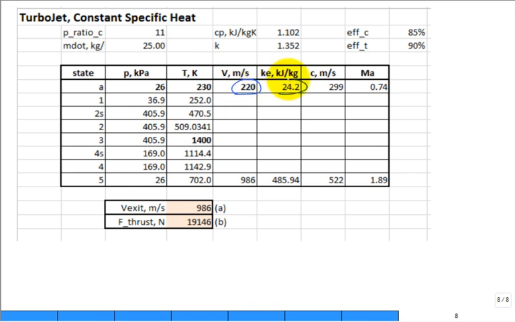So this is the kinetic energy. I like to calculate the kinetic energy in kilojoules per kilogram. Then I use that kinetic energy, I add it to, or use the equation to convert to the higher temperature, which is now 252 at T1. Knowing that temperature, use that pressure equation that I just showed to go from 26 to 36.9 pressure. At this point, I'm calculating the speed of sound in air at the temperature of the air of 230. It's 299. I'm checking this speed with that speed. It's actually flying at 0.74 Mach. That's pretty common, that high, for a commercial airline.